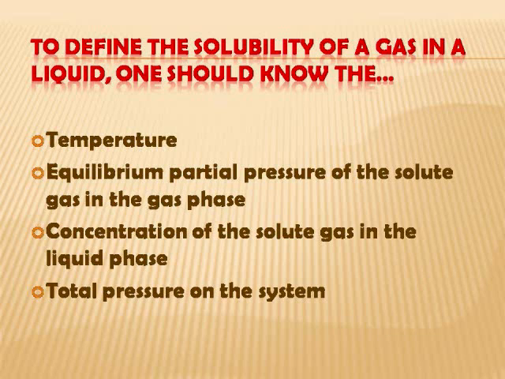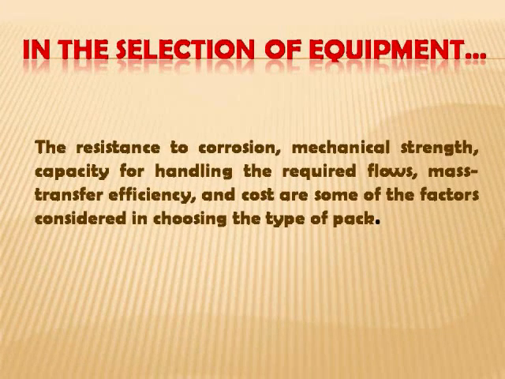And now we've come to another important part of the gas absorption unit, the equipment. For the selection of the type of packing to be used, one should consider its resistance to corrosion, the mechanical strength of the material, its capacity for handling the required flows, mass transfer efficiency, and of course, the cost. There are usually two types of columns that we use for a gas absorption unit. We have the packed columns and the plate columns. Let us consider the packed column first.